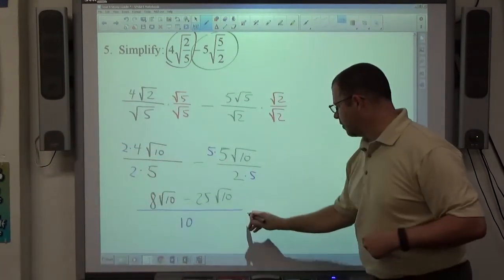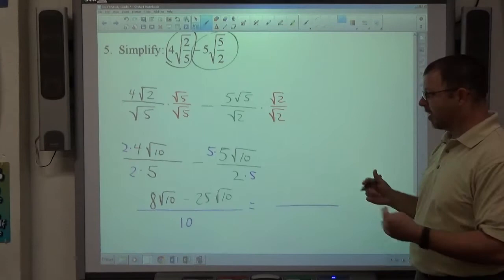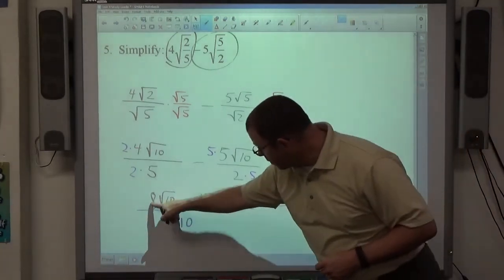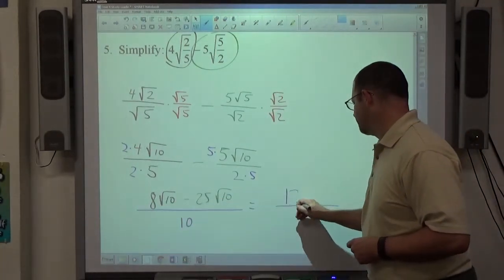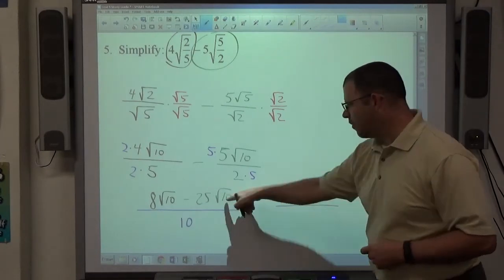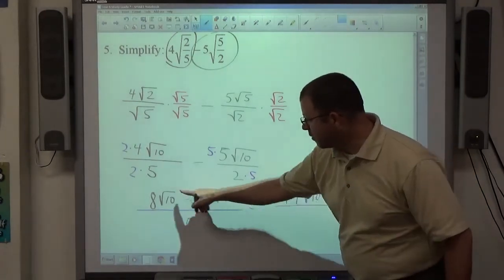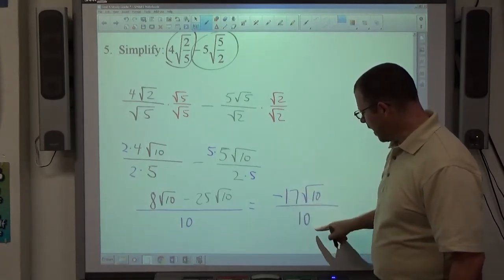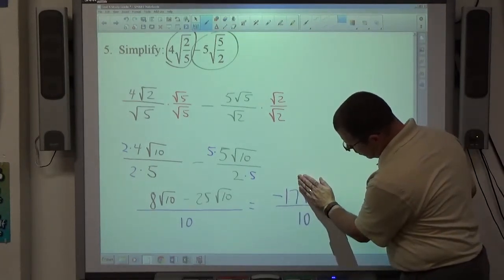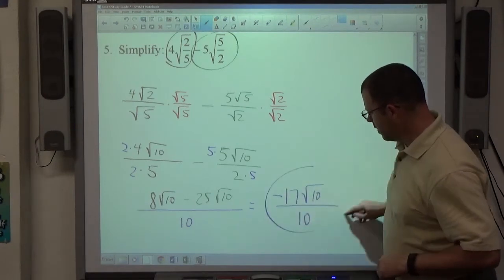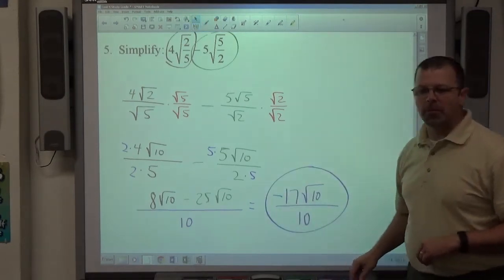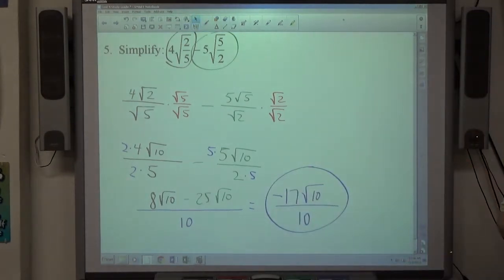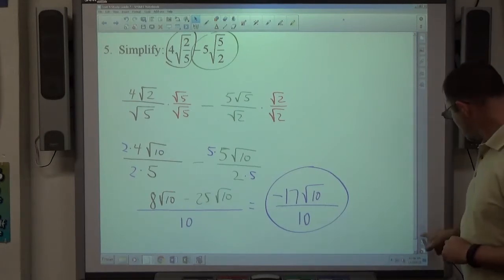And the final step, as before, we add or subtract the top based on the signs. Plus, minus, subtract. Whatever the square root part is stays the same. 25 is bigger than 8, so it's negative, and that goes over 10. Once again, look to see if that outside fraction, not counting the radical, reduces. It doesn't. Leave it like that. Do leave it in improper fraction form. Don't make some mixed number answer. That's the proper way to write the answer on that.